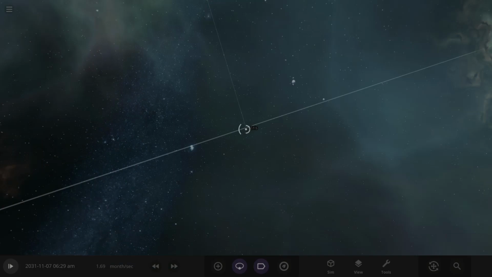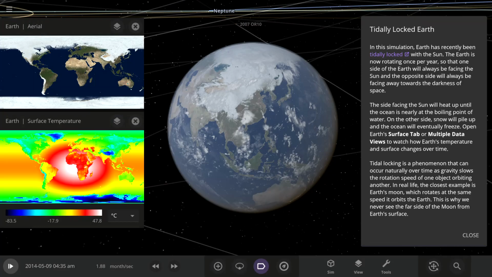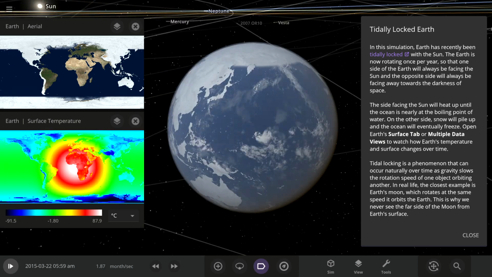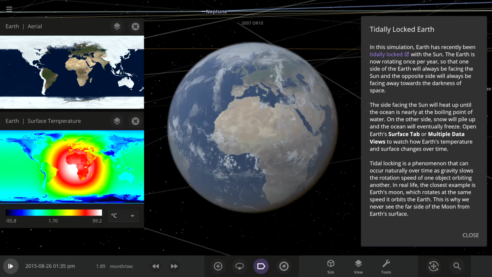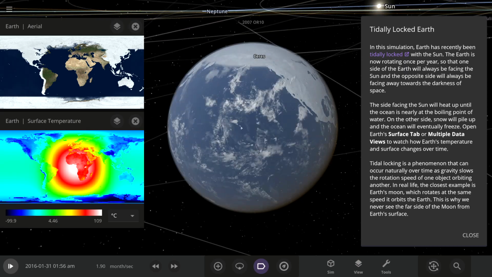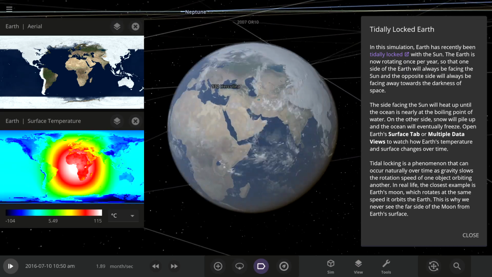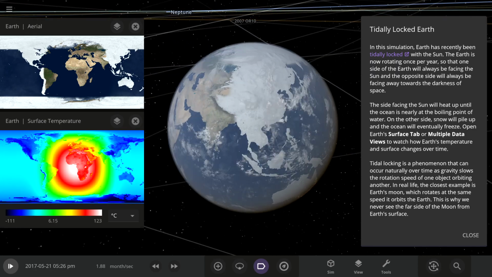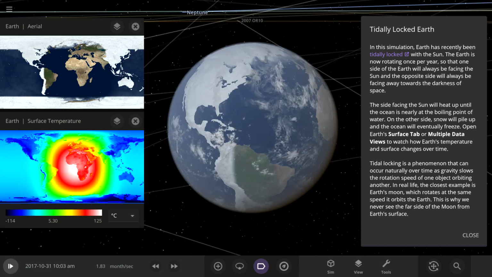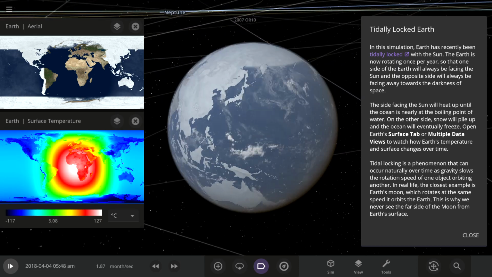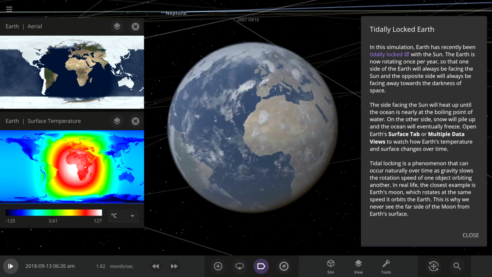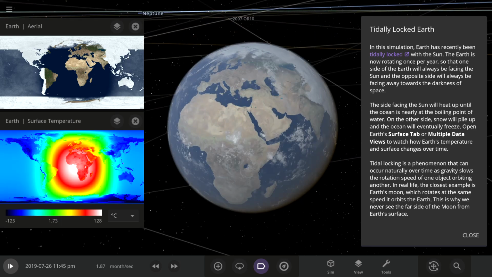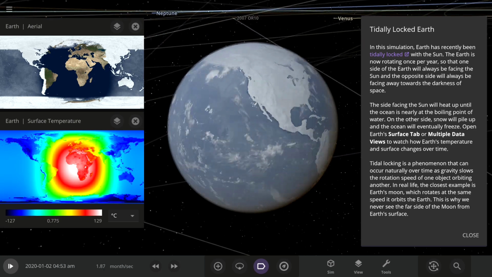I don't want this to be autosaved, but in this simulation, Earth has recently been tidally locked with the Sun. The Earth is now rotating once per year, so that side of the Earth will always be facing the Sun, and the opposite side will always be facing away towards the darkness of space. The side facing the Sun will heat up until the ocean is nearly at the boiling point of water. On the other side, snow will pile up and the ocean will eventually freeze. Open Earth's surface tab or multiple data views to watch how Earth's temperature and surface changes over time.